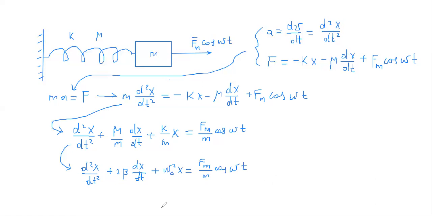What questions do you have about this? Where beta, the damping coefficient, is equal to mu divided by 2m, and omega 0 is equal to the square root of k divided by m.